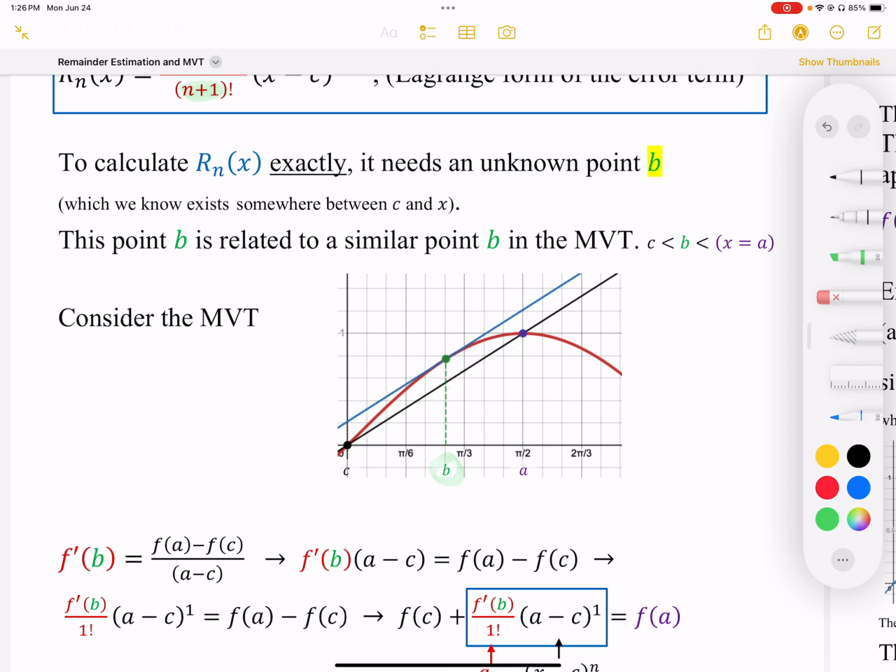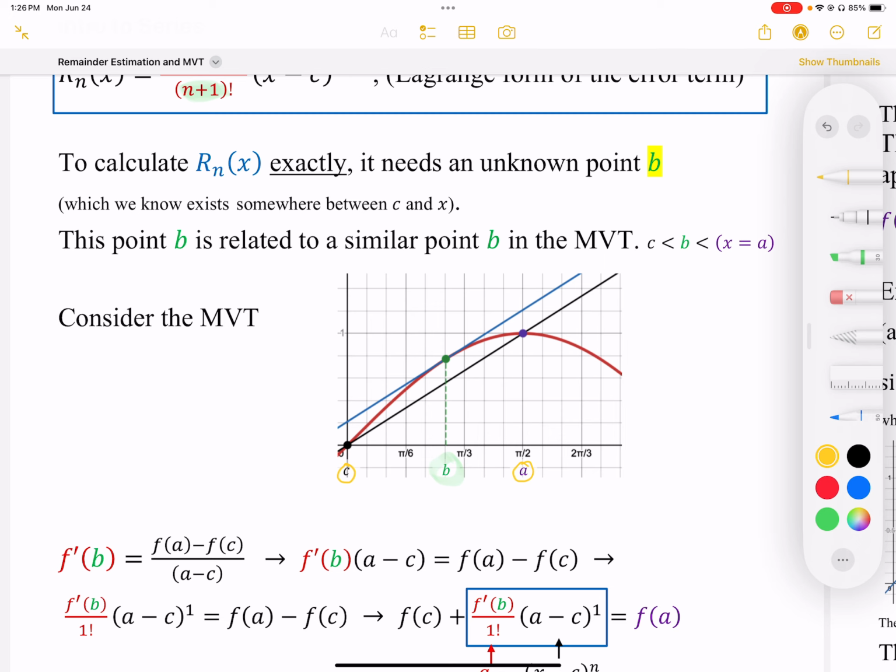So we're going to try to relate this mean value theorem to the Taylor polynomial expansion. And to do that, we're first going to frame this slightly differently. We're going to frame this point C as the center point, the point that we're starting at with our Taylor polynomial expansion. And A then represents the point that we are estimating using our Taylor polynomial.